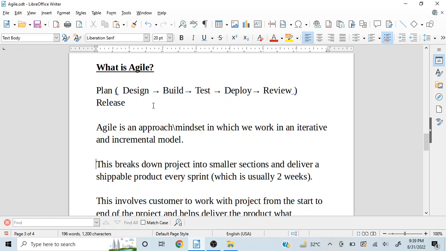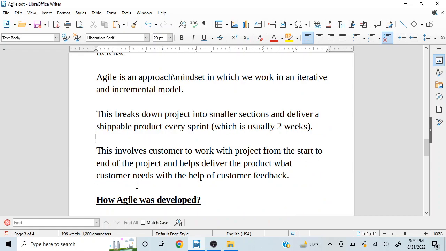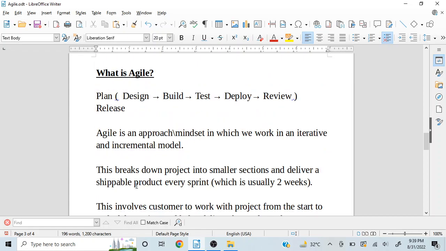Now here also we'll follow the same process, but the approach would be a little different. The planning phase will happen, but the design, build, test, deploy, and review are going to be in an iterative model. So every 2 weeks you are going to perform this. This also involves the customer from the start of the project to the end, which helps us deliver the product as per what the customer needs, and there'll be constant customer feedback. We'll be discussing all these things in detail.